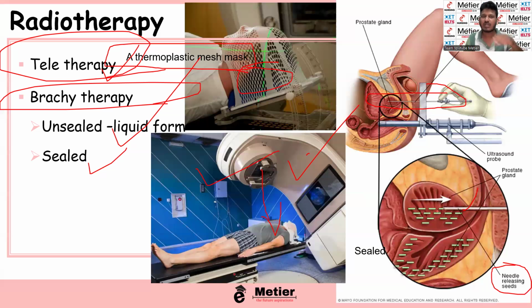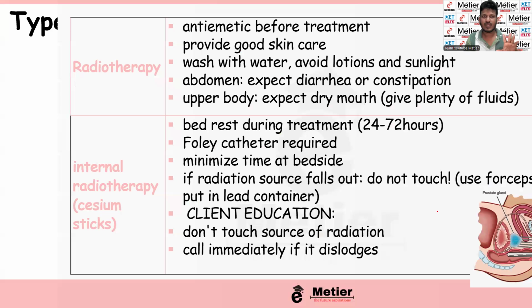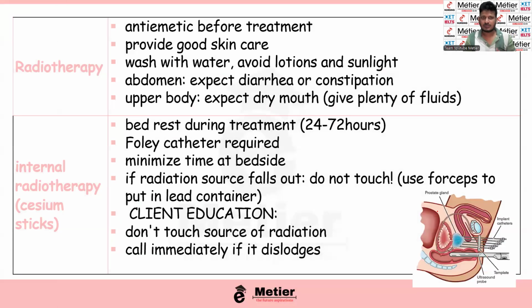So on the whole, there are two types of brachytherapy, unsealed and sealed. In unsealed, a liquid ionizing agent is used. In sealed, they are using this kind of seeds and also cesium sticks. Understand the concept? And one more important thing is radiation therapy. What all the nursing care we have to keep in mind? Not only nursing care, the nursing precautions we have to take. Those points I have mentioned here.